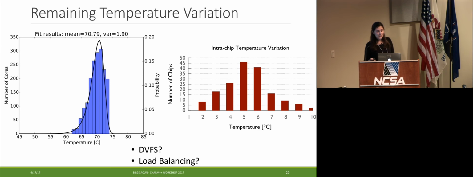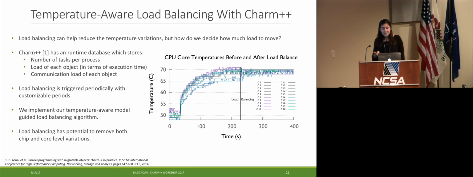Next, what we can do for mitigating the intra-chip variation is load balancing, because we can arrange the load within the chip, core to core. So here, we implement a temperature-aware load balancing, where the goal is to minimize the temperature variation within the chip. And here you see, before load balancing, there is a 5-degree, 6-degree variation among the cores, and after load balancing, it reduces to 2.